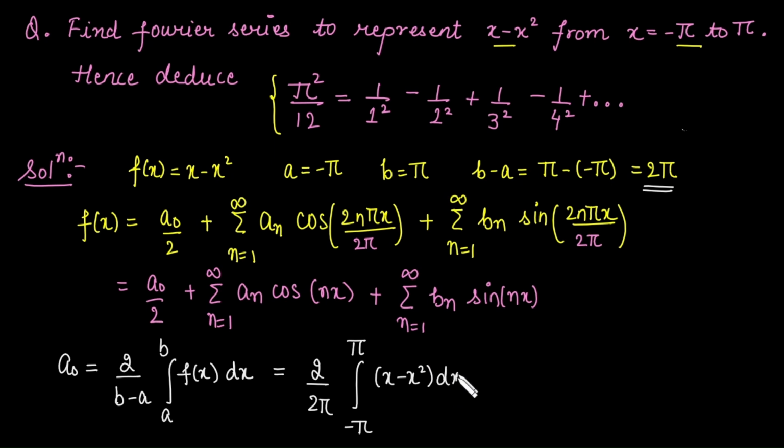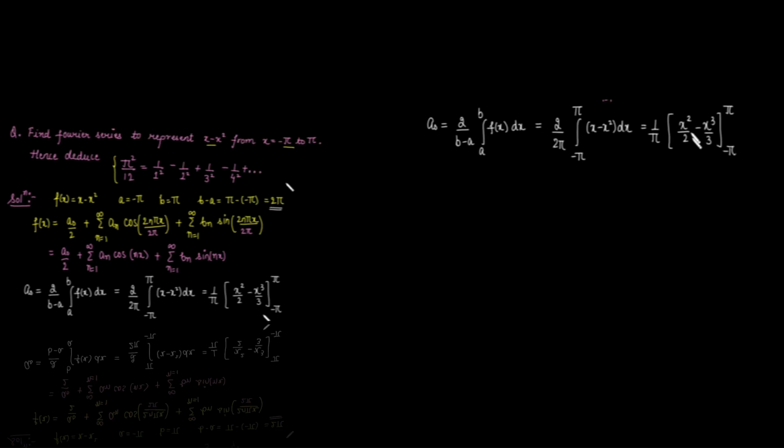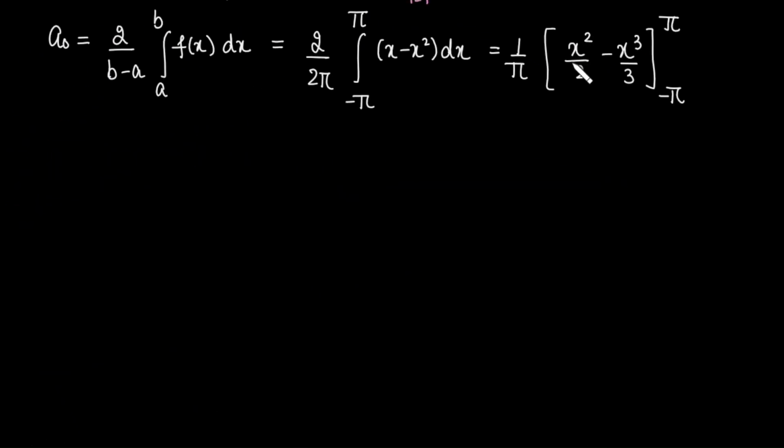Take its integration with respect to x. We have this quantity equal to 1 by pi times the integration of x minus x square, that is x square by 2 minus x cube by 3, with the limits minus pi to pi. Now substitute the upper limit and lower limit.